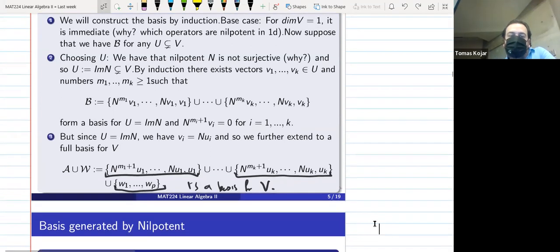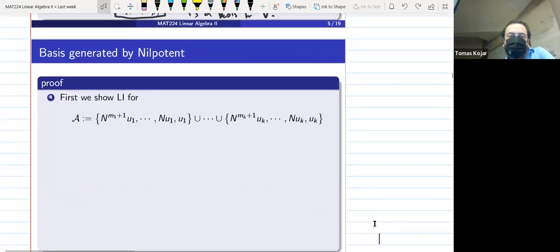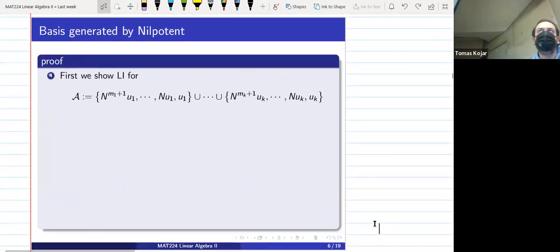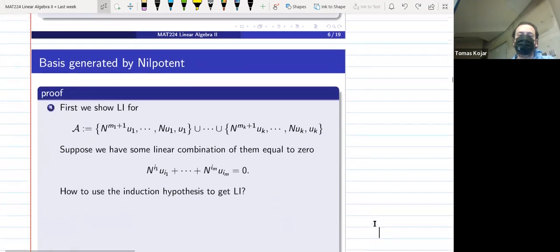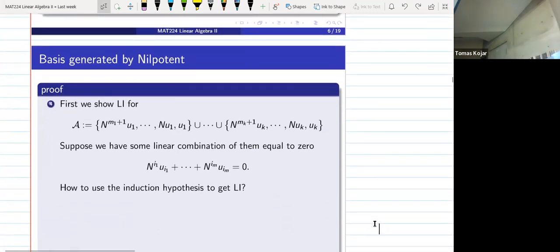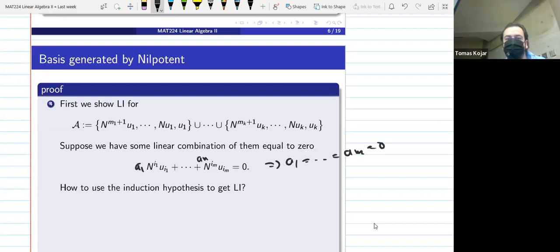All right, so that's how you extend W1 to WP. And first we need to show linear independence. Let's do that, because we need a basis. So you start with this relation. And the question is, how do you use the induction hypothesis to get linear independence? So I should put constants here, A1 to AM. So how do you get that A1 to AM are 0?